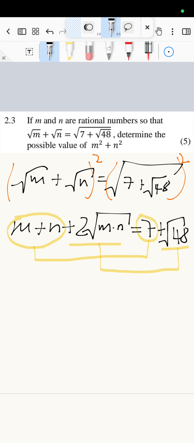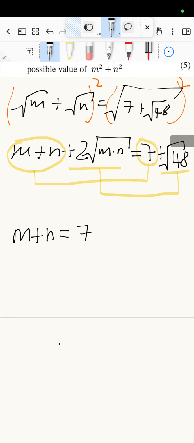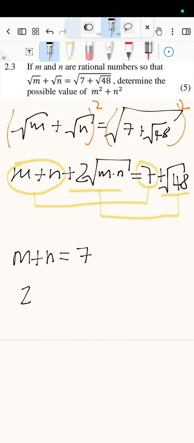So now I'm going to have two equations created. The one is m plus n equals 7, and the other one is 2 square root of m times n equals the square root of 48. In fact, that square root of 48, I think we're just going to put that in the calculator so the calculator can simplify that for us.